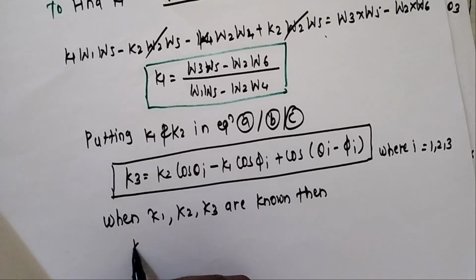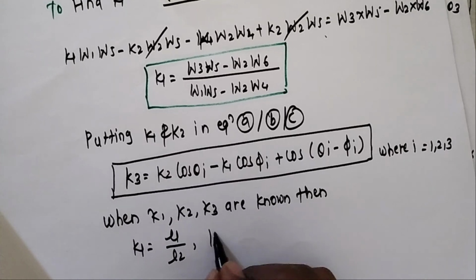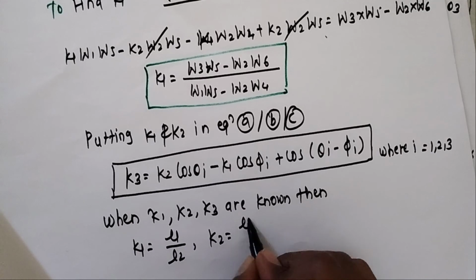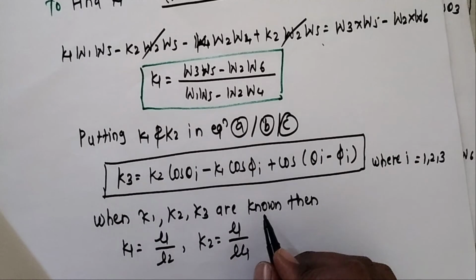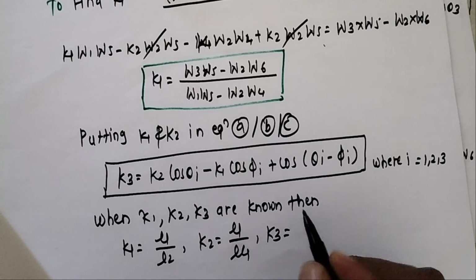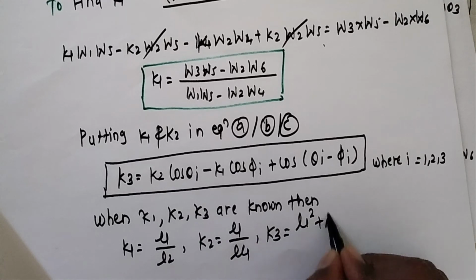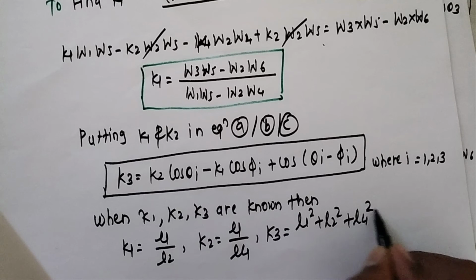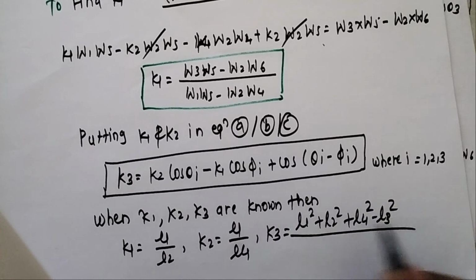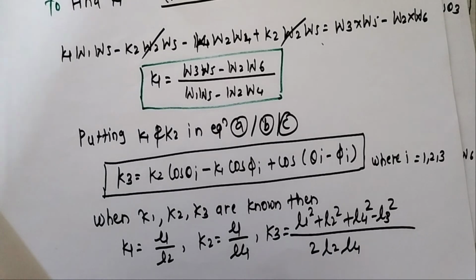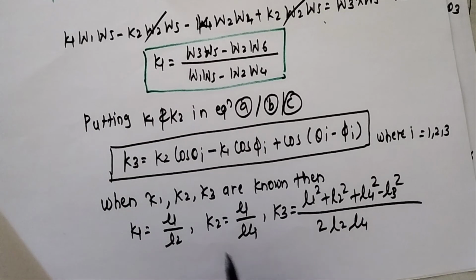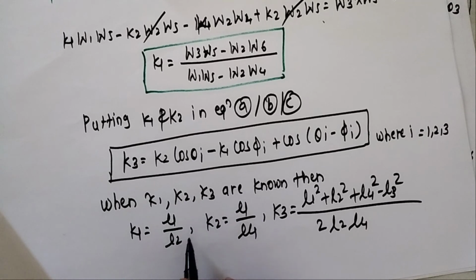we know that K1 is equal to L1 upon L2, K2 is equal to L1 upon L4, K3 is equal to, you know the equation, that is L1 square plus L2 square plus L4 square minus L3 square upon twice L2 L4. So by using these three equations we can find out, of course one length is known to you. When one of the lengths is known to you, we can design a 4-bar mechanism, means we can find out the other link lengths.